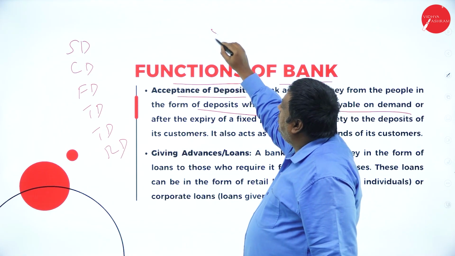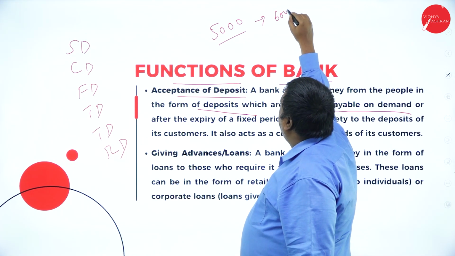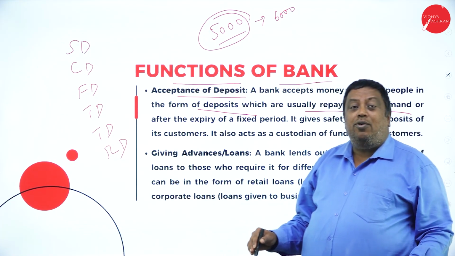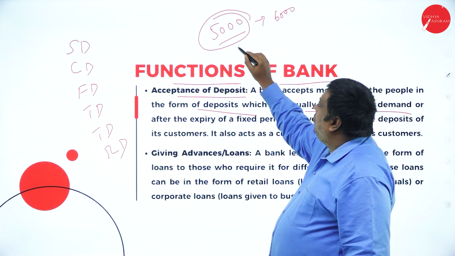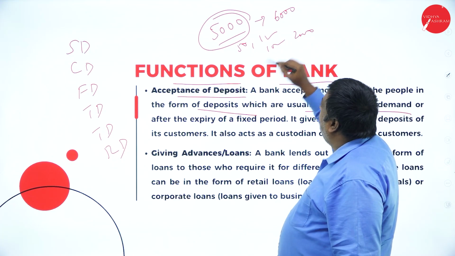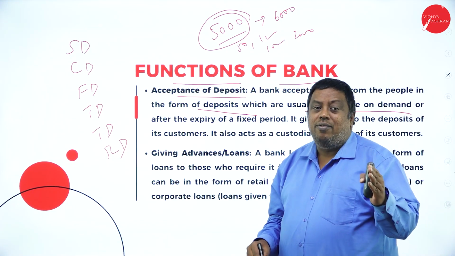Means I have deposited 5,000 in the account, I cannot withdraw 6,000. I can withdraw only 5,000, not 6,000. Up to 5,000 I can withdraw multiple times. Means I can withdraw 50, 100, 1,000 or 2,000, however much I want, but it should not exceed the total amount of 5,000.